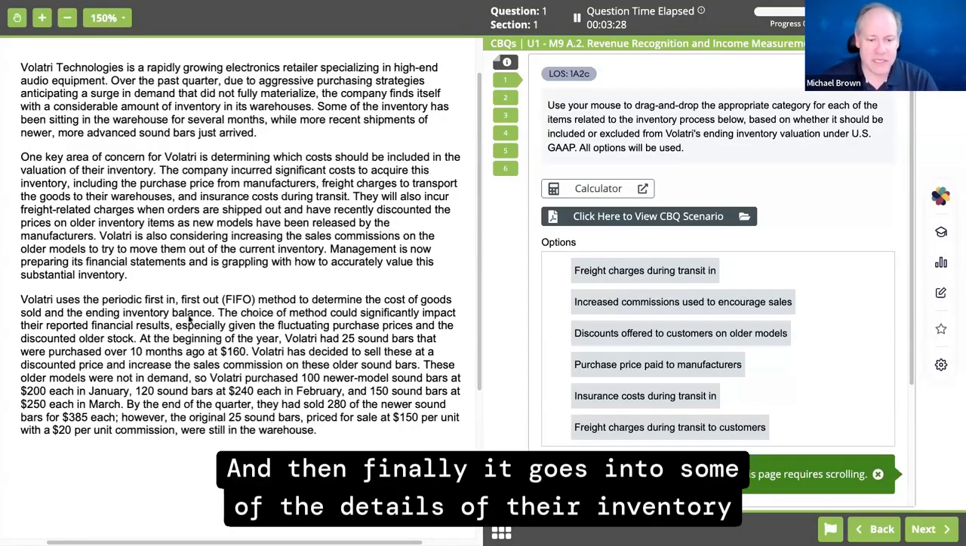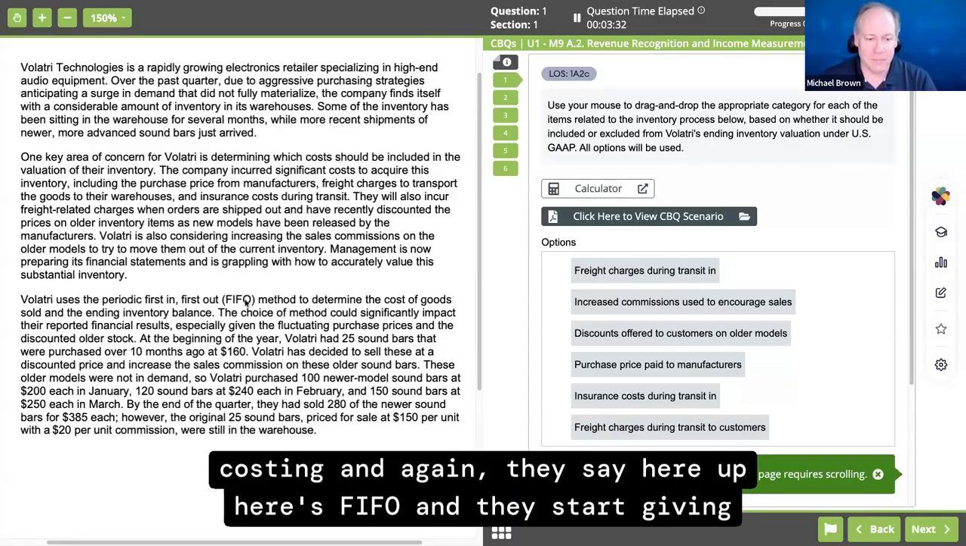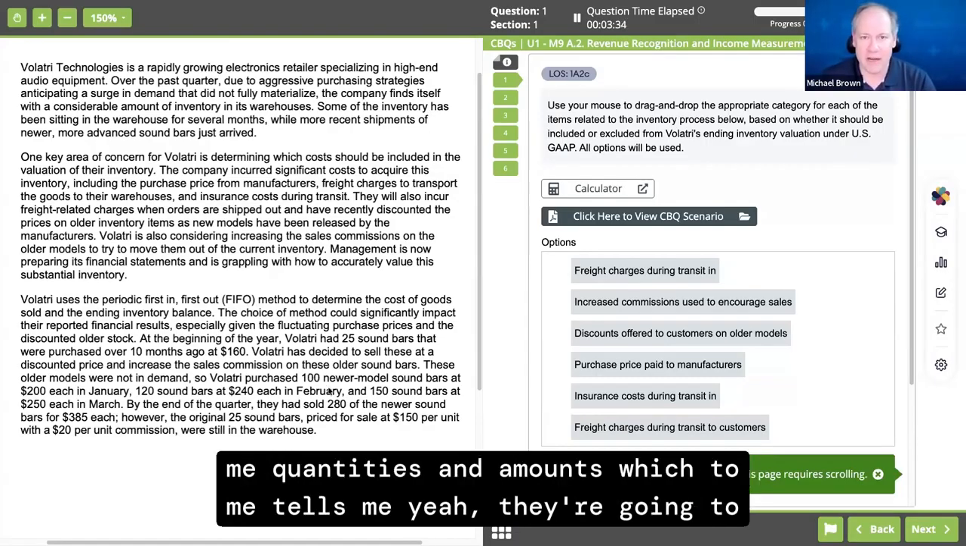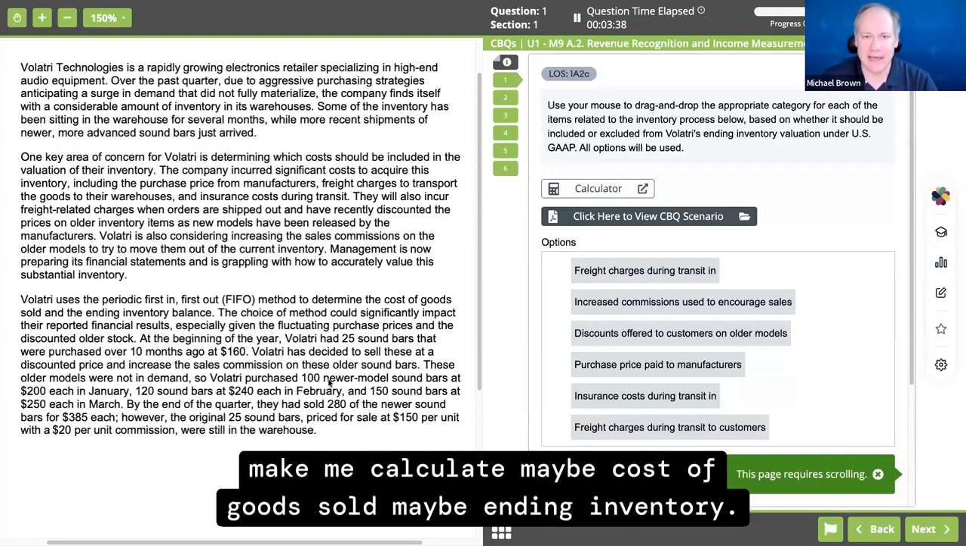And then finally, it goes into some of the details of their inventory costing. Again, they say here's FIFO, and they start giving me quantities and amounts, which to me tells me, yeah, they're going to make me calculate maybe cost of goods sold, maybe ending inventory.